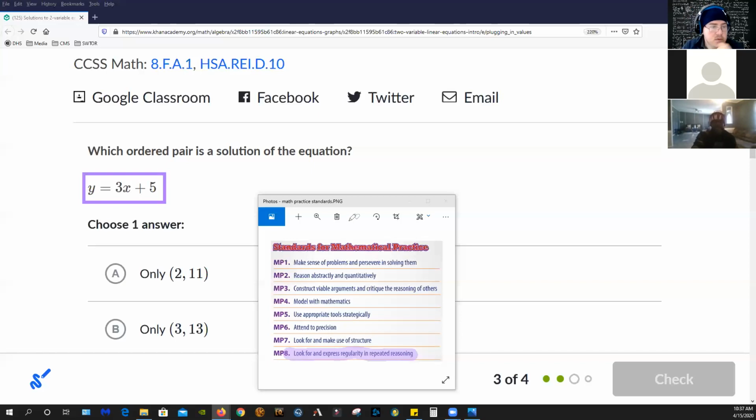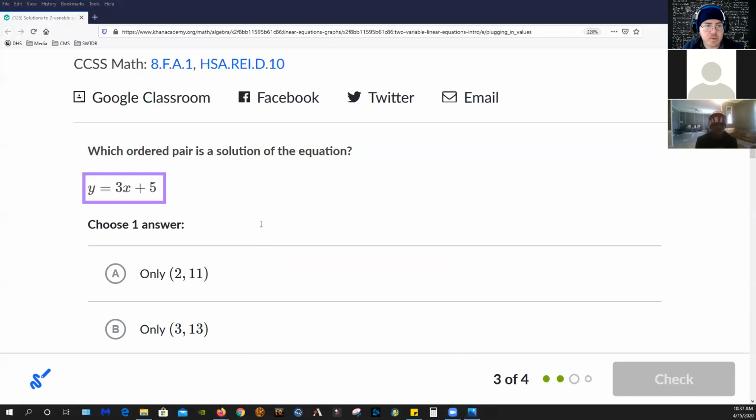Okay, so let's check things out. We're going to attend to precision, and we're going to be modeling our mathematics, basically constructing an argument proving that we are right. We've already made sense of the problems. Let's just do the perseverance part. Okay. Let me scoot my practice standards aside.